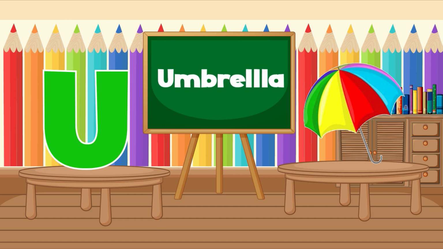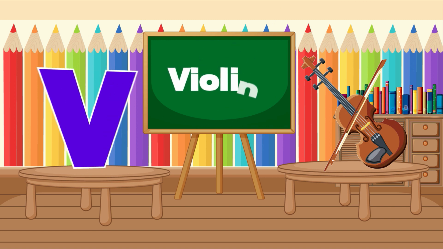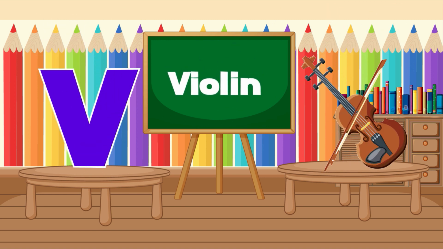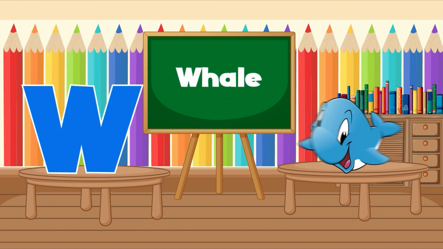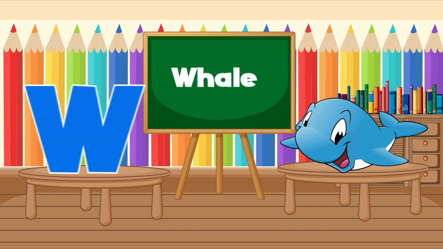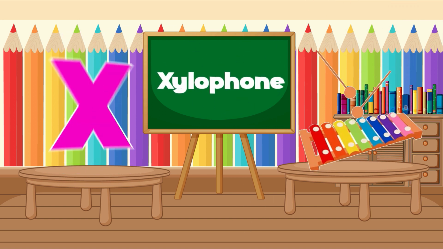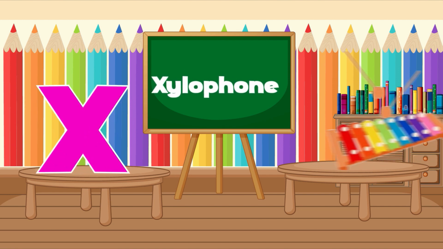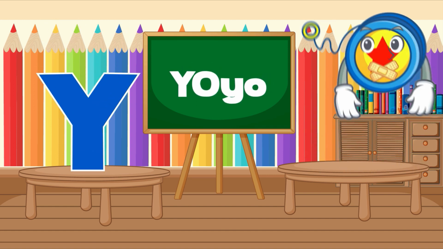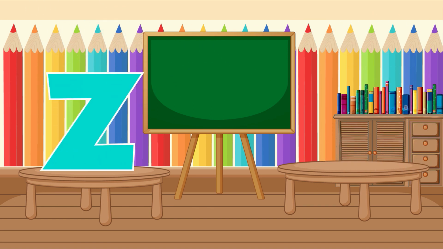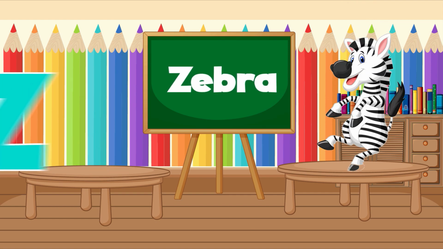Umbrella. V is for violin, violin. W is for whale, whale. X is for xylophone, xylophone. Y is for yo-yo, yo-yo. Z is for zebra, zebra, Z.